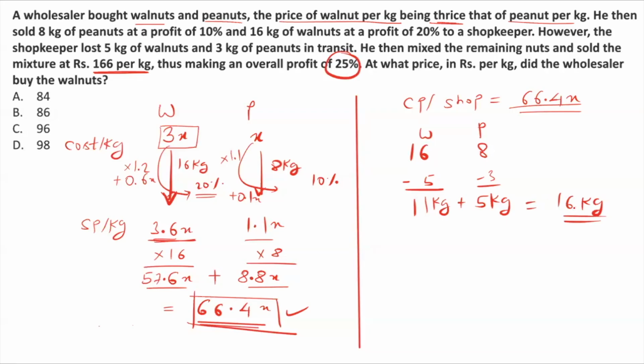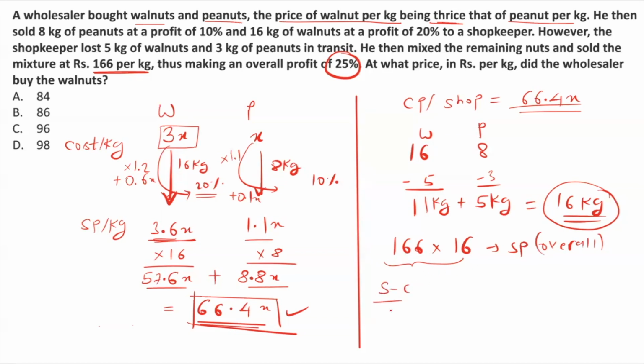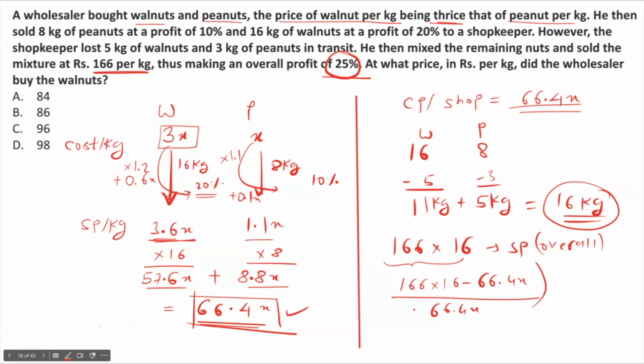So we have to find the selling price of this 16 kg mixture. It is being sold at rupees 166 per kg, and like that we are selling 16 kgs. This is going to be the overall selling price. So now we have the selling price. You can write the equation: selling price minus cost price upon the cost price into 100 is the profit percentage. That way you can get the profit percent. So now the profit is 25% as per the question. So selling price 166 into 16 minus the cost price 66.4x upon the cost price 66.4x, the whole thing into 100 should be 25%, right? On solving, we'll be able to get the value of x from here.